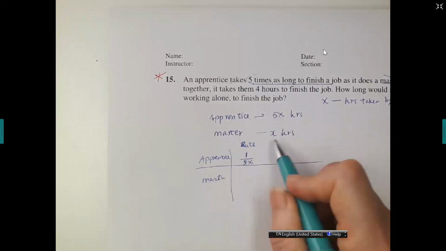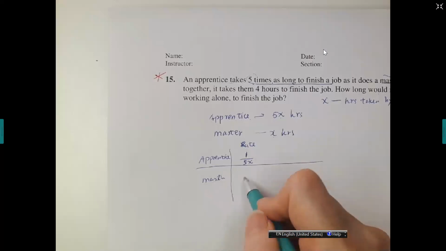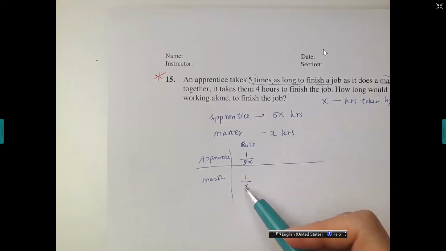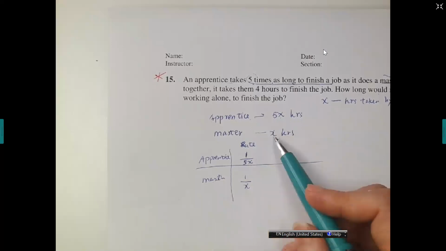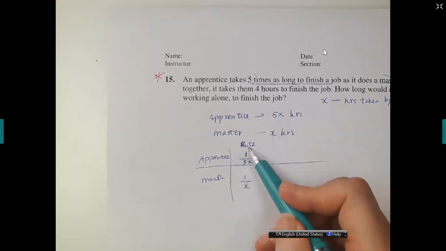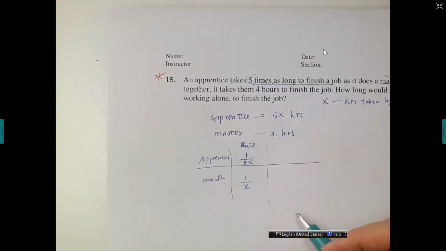And the master uses x hours. The rate done by the master is 1 over x. So if it uses 2 hours, in 1 hour it will get 1/2. If it uses 3 hours, in 1 hour it will be 1/3. If it's x hours, that will be 1/x. That's the rate. Then we'll see how many hours they work together.